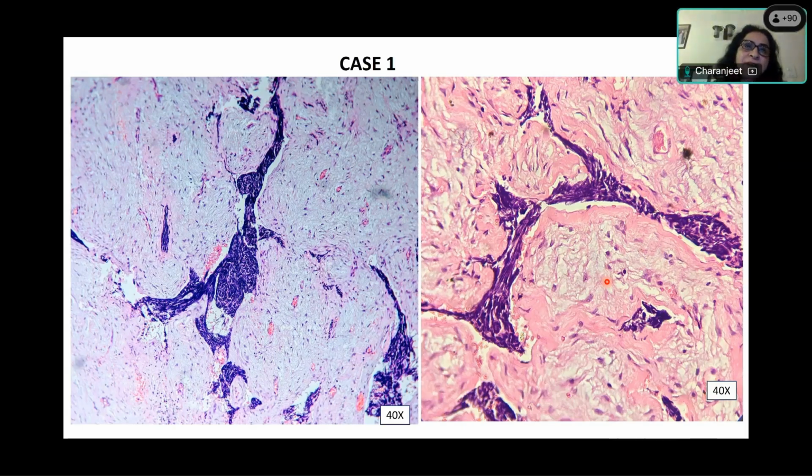Okay, so you have these nests and cords of blue cells showing marked crush artifact surrounded by lots and lots of stroma. You don't see such abundant stroma in a neuroblastoma. Okay, Dr. Ekta, can you tell me the second differential that you would consider? Desmoplastic small round blue cell tumor. Okay, desmoplastic small round blue cell tumor.